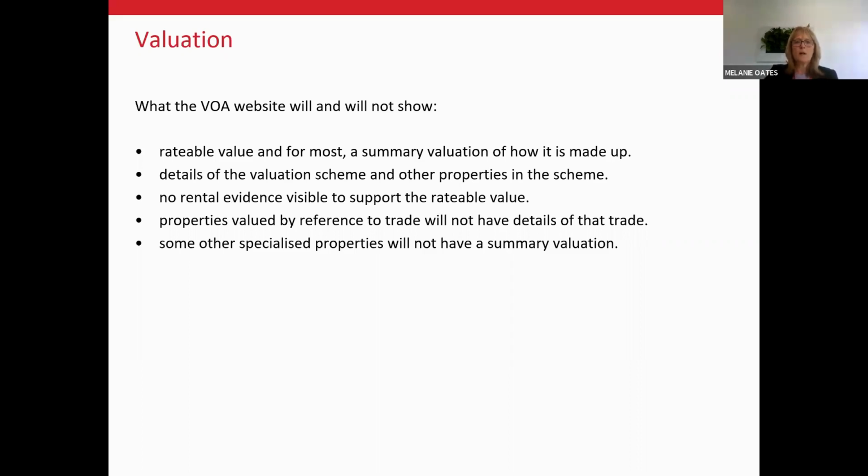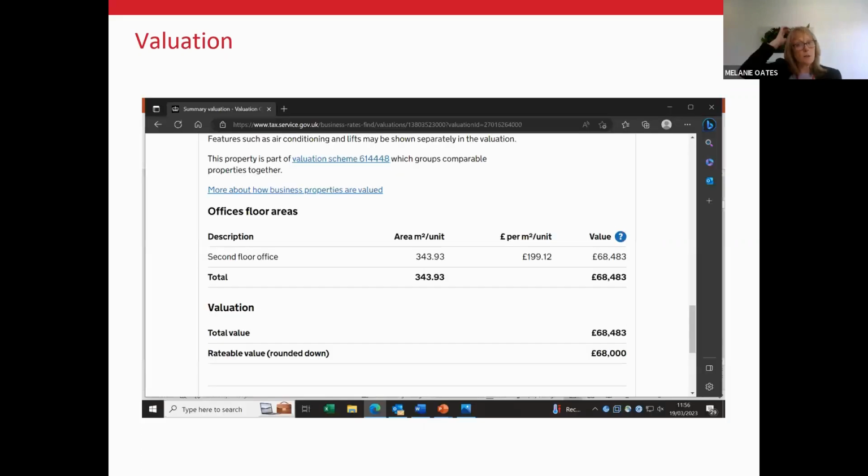So just to give you an idea of what you can actually see on the Valuation Office Agency website, this here is the valuation for the property that the office I'm sitting in. I'm actually in Newcastle upon Tyne, and this is the valuation for the property in Newcastle upon Tyne. And you'll see the different elements here. We've got the second floor office description. You would always make sure that the description and what's included in your valuation is correct.